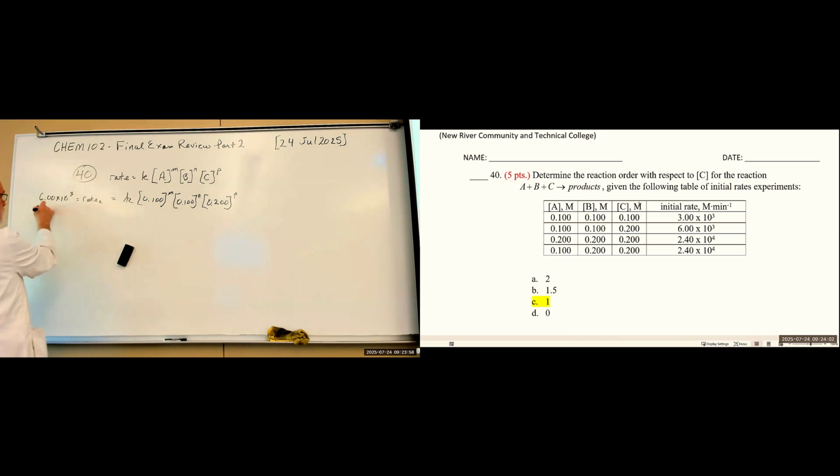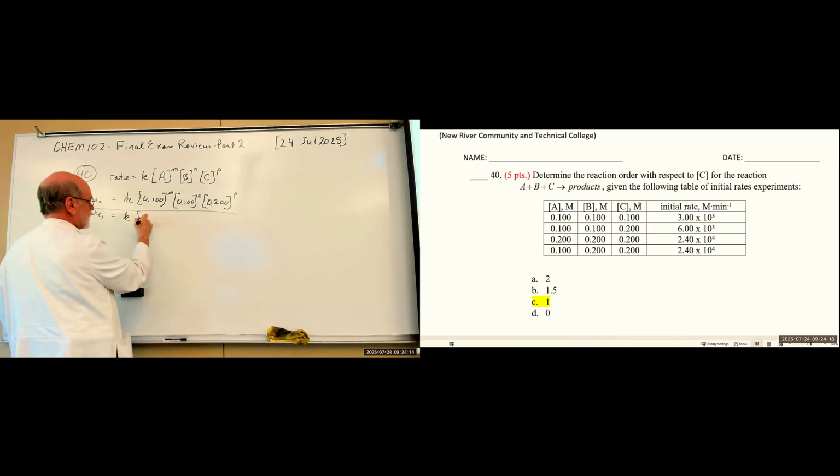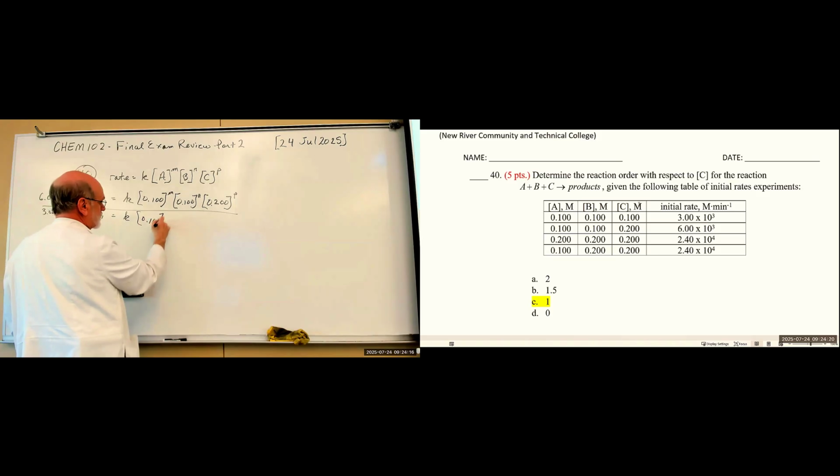Okay, so now we're going to ratio this with the rate for the first experiment. And that one is 3 times 10 to the third. Okay, you got the same things here because we chose them that way.